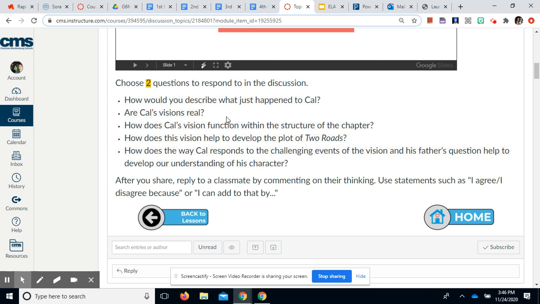So are Cal's visions real? We talked about this, kind of tough, because what Cal sees really does happen, but Cal is not there. Therefore, these visions are not real because he's not in them.